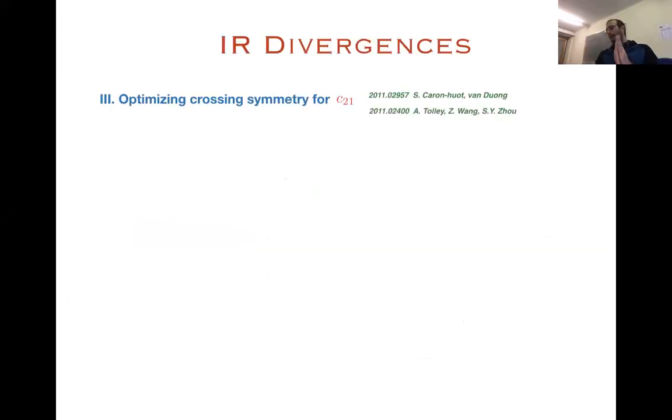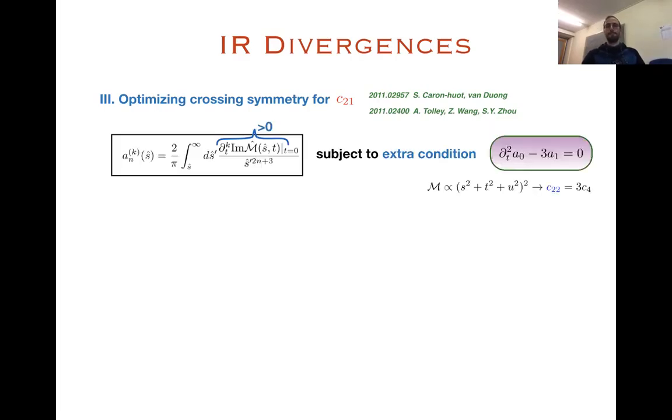You can perhaps do even better. So far, all the bounds that I presented are optimal under the assumptions that we made, namely the positivity of the measures and so on. But you can try to do smarter things, and that's what these authors have tried to do, improving even further the bound on C2,1, for example, or even on other things. So what was the idea?